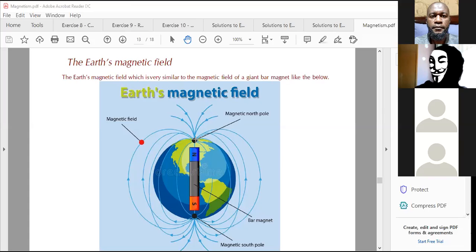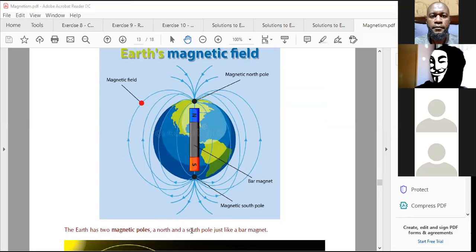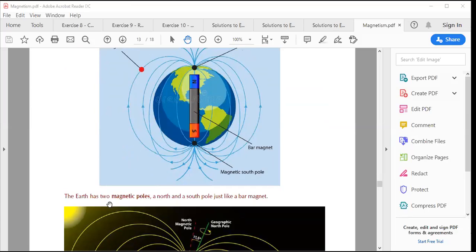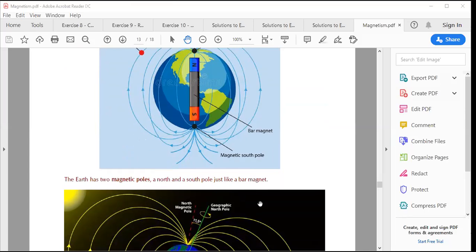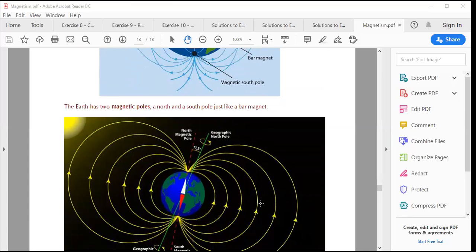Then you've got your magnetic north, up there where that bar goes. Then you've got your south at the end, the magnetic south pole. The earth has two magnetic poles, the north and the south pole, just like a bar magnet.